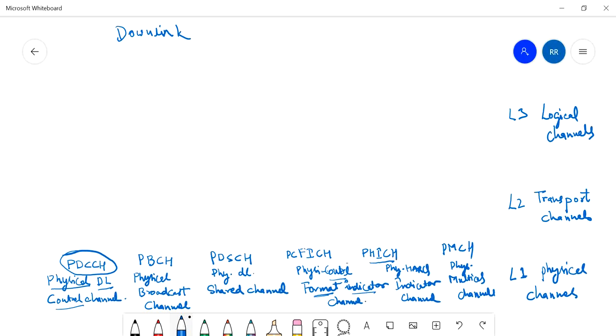Now the second layer, how many transport channels are there? Transport channels are PCH, the second one is BCH, and DLSCH and the MCH. Now see, these are transport channels. In transport channels we will not put physical, so this is the paging channel. P stands for paging. And we will not put physical because these are not physical channels, these are transport channels. This is the broadcast channel.